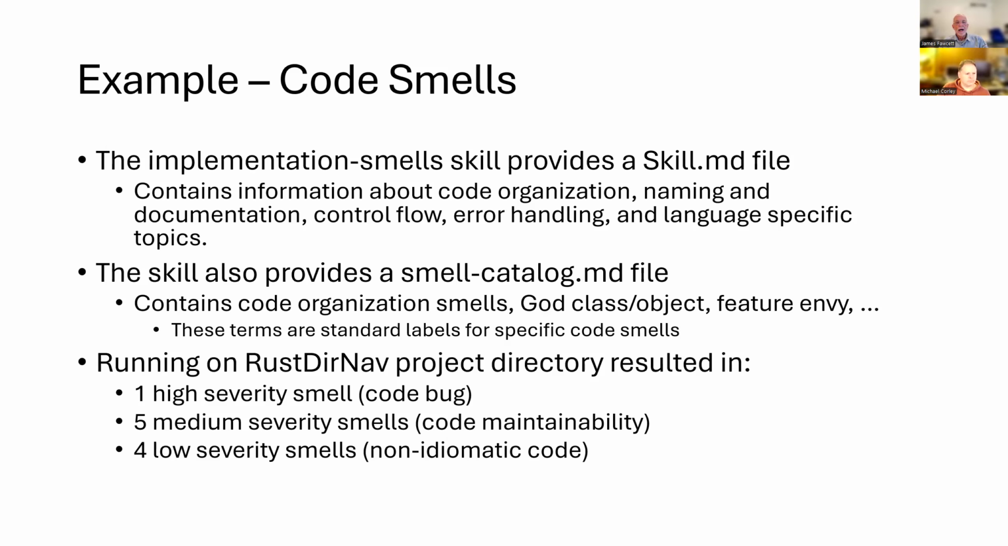So what you get when you're all done creating a skill is a zip file that has an extension .skill instead of .zip, but it's a zip file. And in that zip file, there is the skill.md file, which is the main prompt information. It also has a reference directory associated with its reference material. In this case, the smell catalog is in that reference material.